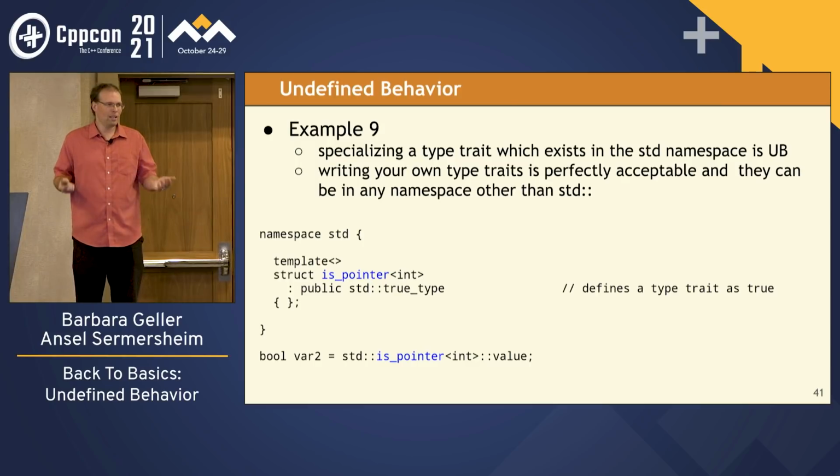This is clearly insane. It's nonsense because ints are not pointers. And this will cause all kinds of havoc in the standard library and any third-party libraries that are using these type traits. So this is an unusual category of undefined behavior. It's undefined behavior that happens at compile time. If you have this in any source file, your entire program from beginning to end is undefined behavior.